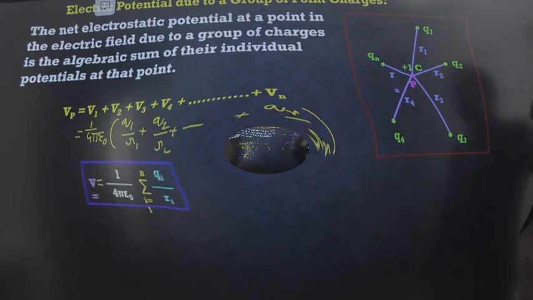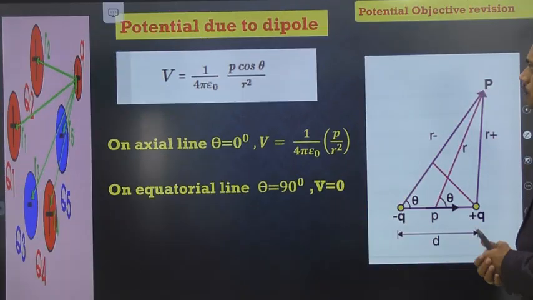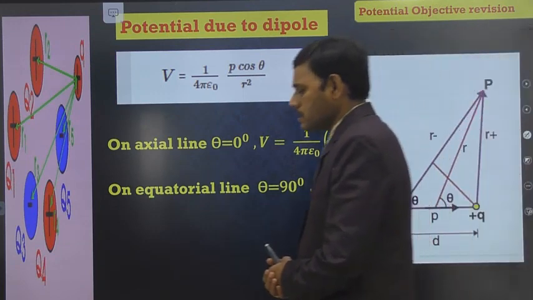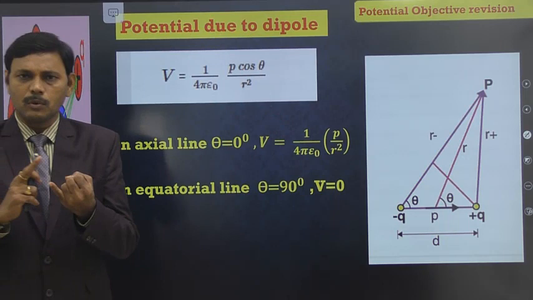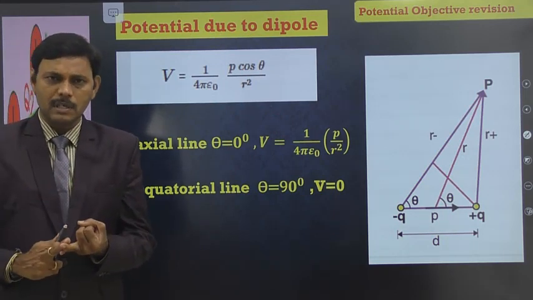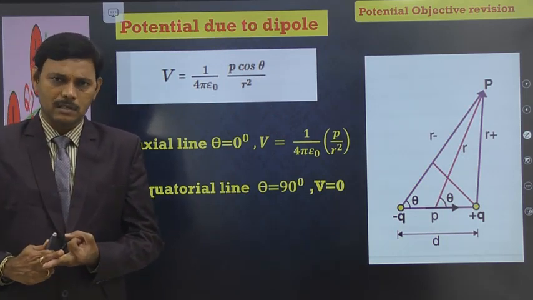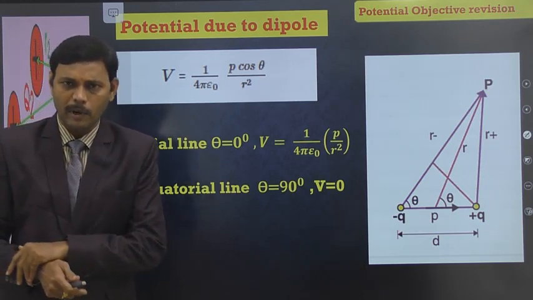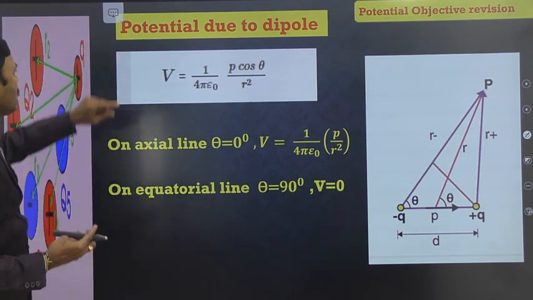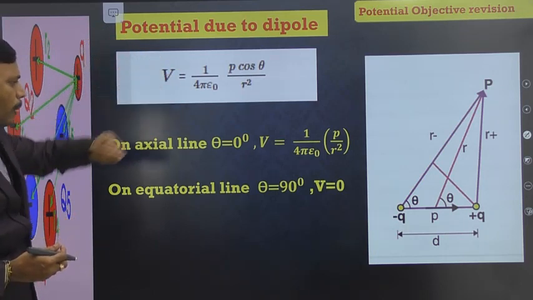Next, the potential due to a dipole. Students, so far we discussed potential due to a point charge, potential difference and potential due to a group of charges, which is the algebraic sum of potential due to all the charges at the given point. Next, the idea is potential due to a dipole.